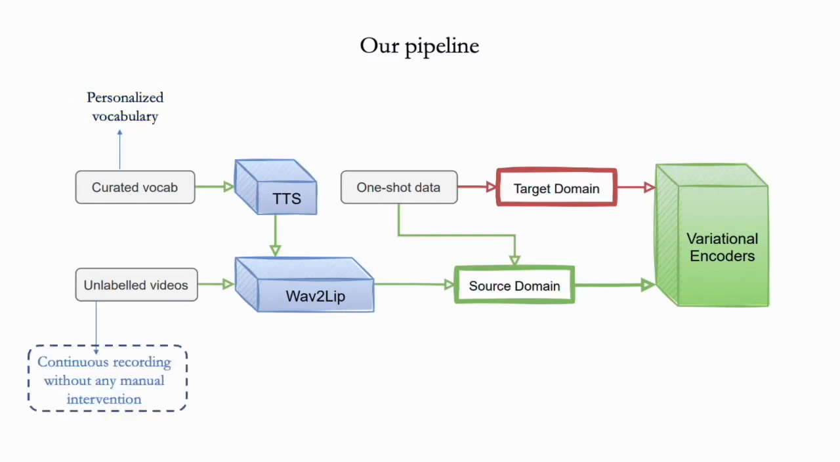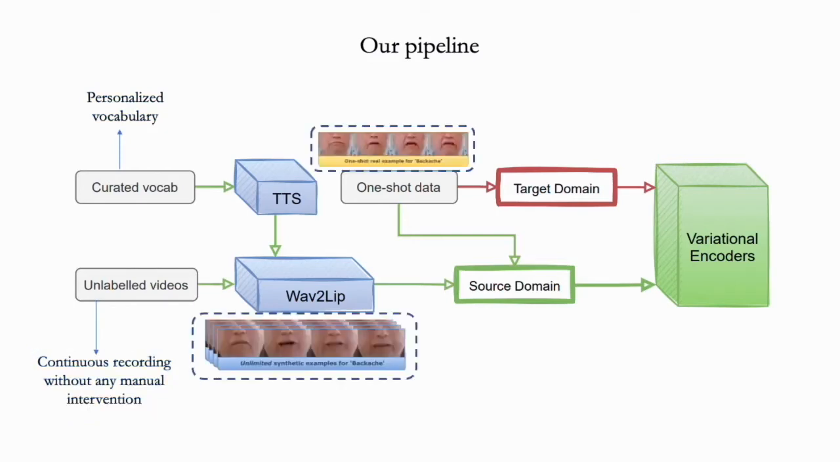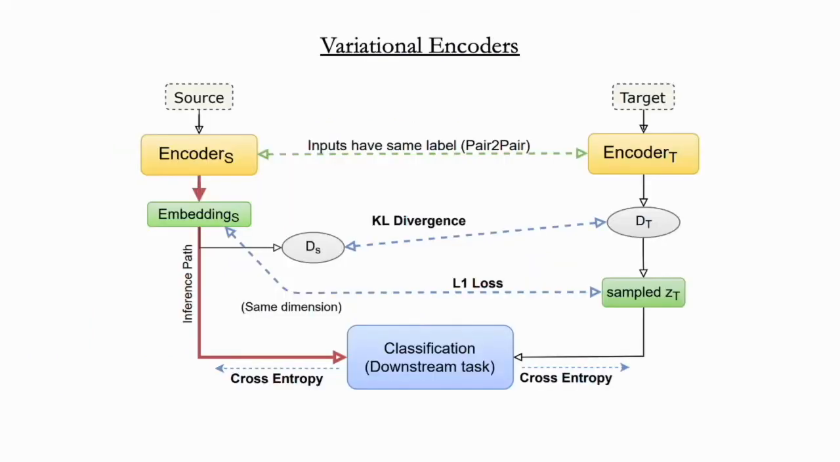Second, we collect unlabeled videos which can be easily collected without any manual intervention. We use Wav2Lip, a lip-sync model, for data augmentation. Wav2Lip modifies the mouth movement of a face video according to a guiding speech utterance. A variational encoder is then used for domain adaptation and training a robust lip reading model.